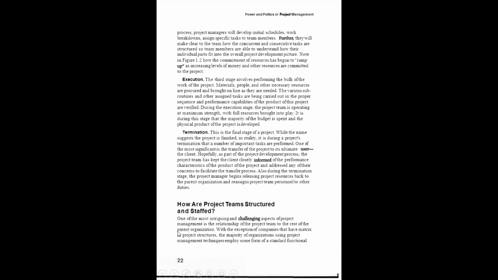This is page 22, and we were at the very last paragraph. How are project teams structured and staffed? From here we are starting. One of the most intriguing and challenging aspects of project management is the relationship of the project team to the rest of the parent organization. With the exception of companies that have matrix or project structures, the majority of organizations using project management techniques employ some form of a standard functional structure.